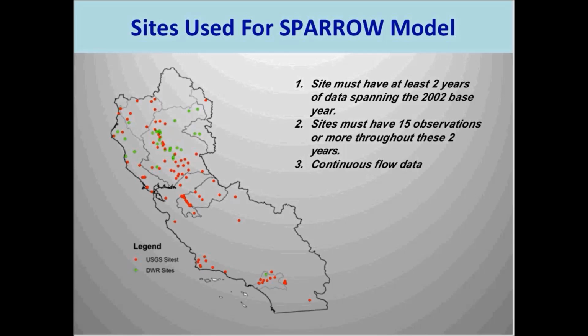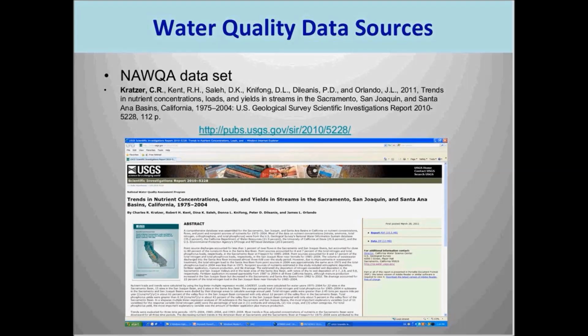I wanted to mention here that there were 43 sites from the NACA sites. They came from research done by my former colleague, Charlie Kratzer, a former USGS employee. He did this really intensive scientific investigation report for the USGS that looked at 30-year data for a lot of different nutrients, including total nitrogen and total phosphorus that we used in the model. This paper has just been published. It's available online, and it's in the process of being printed.